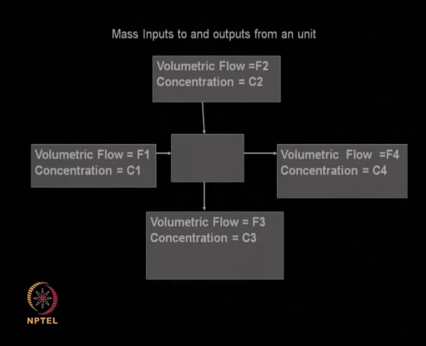So it is very useful to calculate the volumetric flow of liquid that is flowing out. For example, this could be a distillation column. You may be having 2 feeds coming in at certain flow rates and 2 feeds going out at certain flow rates, and then you can calculate what will be the flow rates of the liquids that are going out. That is one.